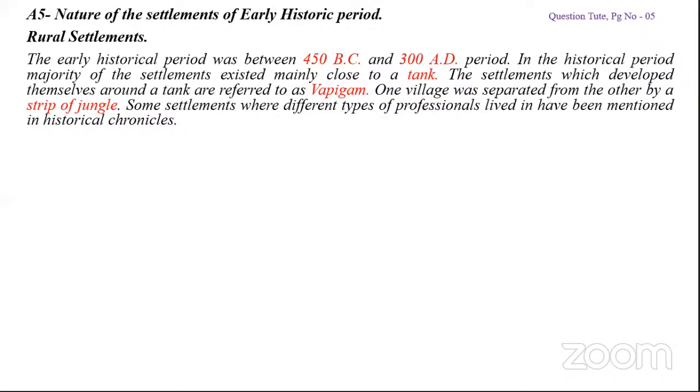If you're writing under 3 headings, rural settlements is the first heading. So how to write about the rural settlements? The early historical period was between 450 BC to 300 AD. In the historical period, the majority of the settlements existed mainly close to a tank. A settlement based on a tank is known as Vapigama. One village was separated from the other by a strip of jungle. Some settlements where different types of professionals lived have been mentioned in historical chronicles.